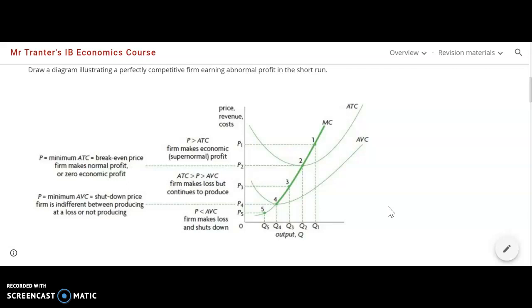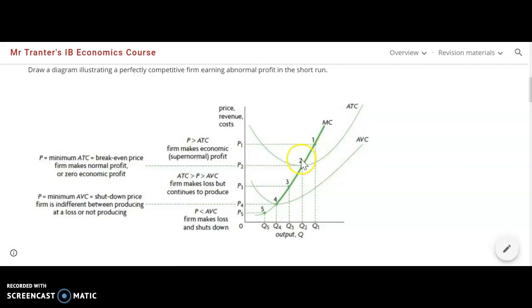Basically, in the short run, a perfectly competitive firm can be at one of 5 different positions. It can be at point 1, where it's making abnormal profit, because the price where it's operating is equal to AR, which is equal to MR. So MR equals MC here, the price is above the average total cost. So that gap there would be the profit per unit.